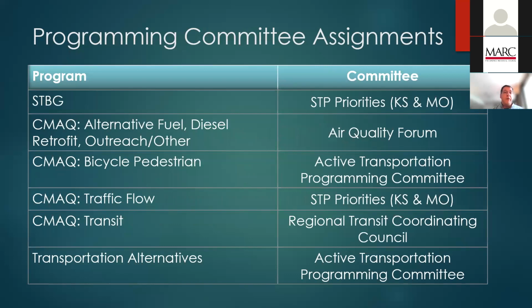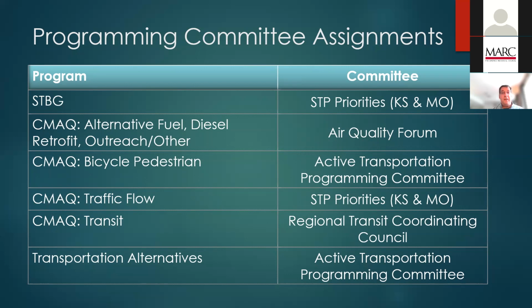A quick note about the programming committees and which funds they'll be working with. For our Surface Transportation Block Grant Program funds, the programming committee assigned to them is our STP priorities committees. There is one for each of Kansas and Missouri. CMAQ, as I mentioned, is broken out into different buckets. The alternative fuel, diesel retrofit, outreach, and other projects are considered by the Air Quality Forum.